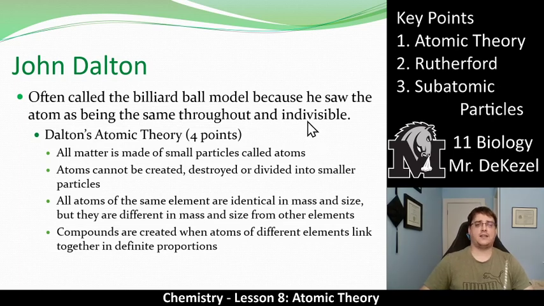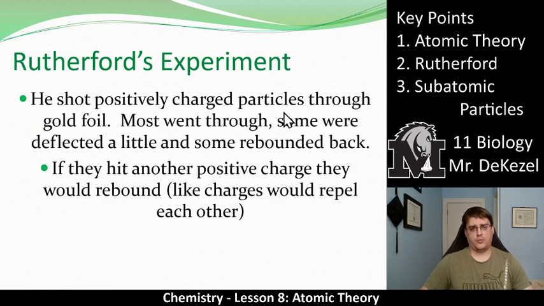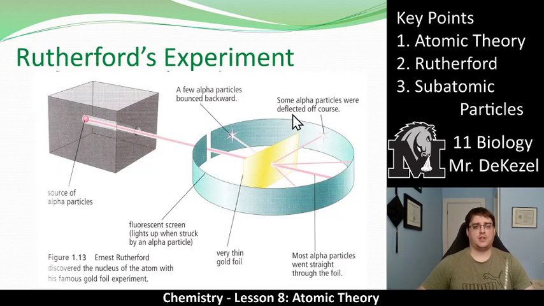The next guy that kind of advanced things forward was Rutherford. So Rutherford had an experiment, and what he did was he shot positively charged particles through gold foil. Some went through, some were deflected a little, and some rebounded almost directly back. So what he figured was that if they hit another positively charged particle, they would rebound or repel, because like charges repel each other. So he had this box with this laser and it sent positively charged particles into here. So we had a ring of tin and then a gold foil here. So he shot all these particles at the gold foil. Most of them, as you can see, followed this line and went straight through.